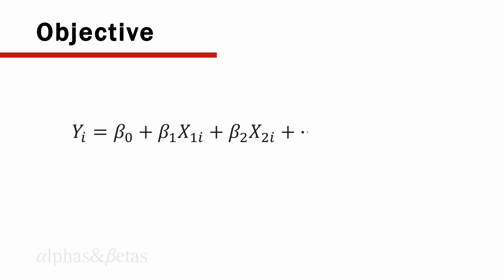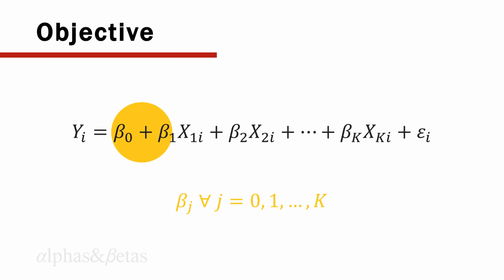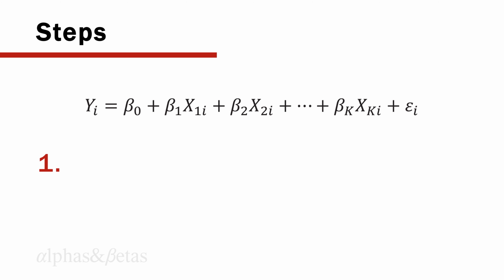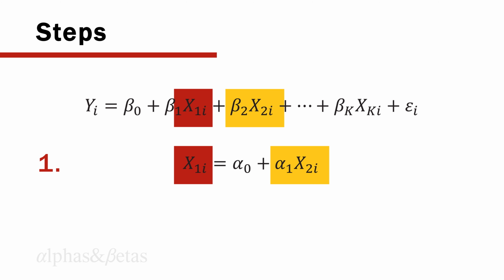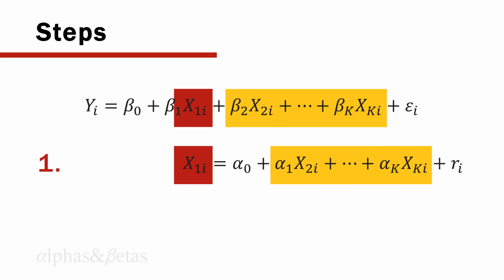Suppose we have a multiple regression model. The betas are indexed by j, which ranges from 0 to k. We're interested in beta 1, which describes the relationship between y and x1. Step 1 is to estimate a regression of x1 on all other regressors.